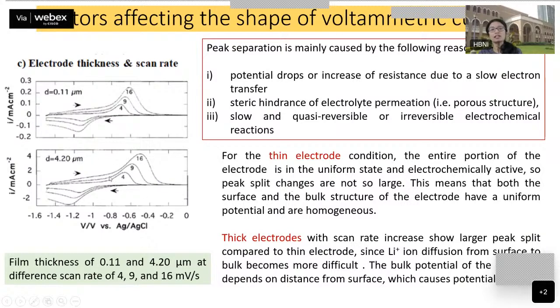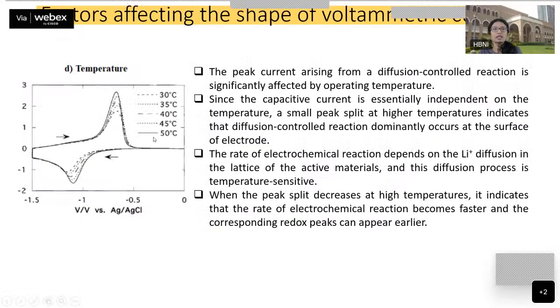And that's why you will find a lot of peak split, which you will not see when the electrode is thinner. So these are some of the factors which affect the shape of the CV plot. Then temperature is another very important factor which affects your CV plots. The peak current arising from a diffusion controlled reaction is affected by the operating temperature. But if you have a capacitive contribution to the current, that is again not affected by the temperature.